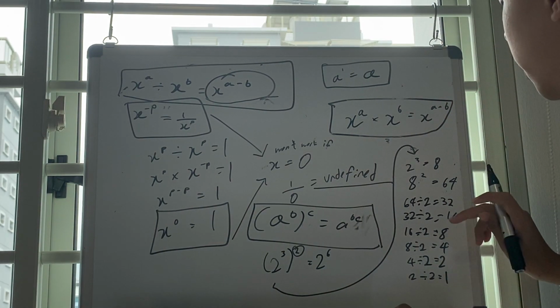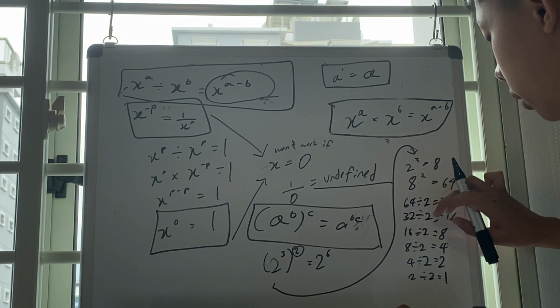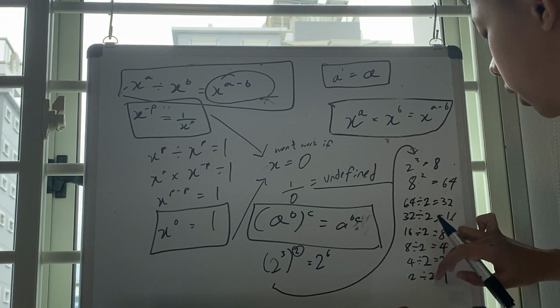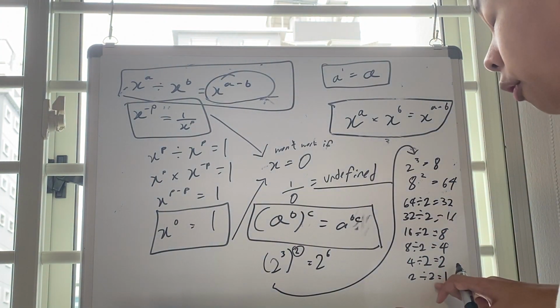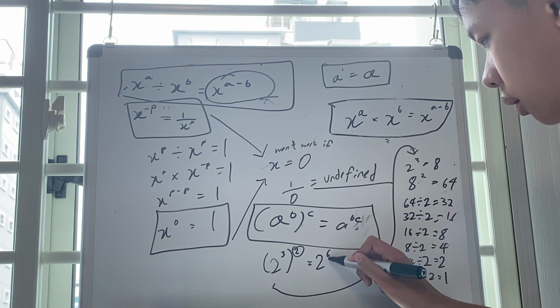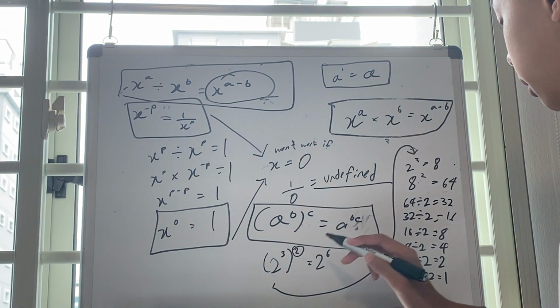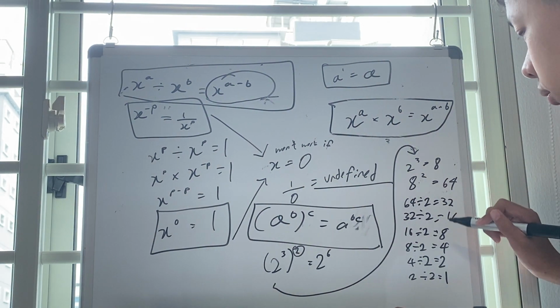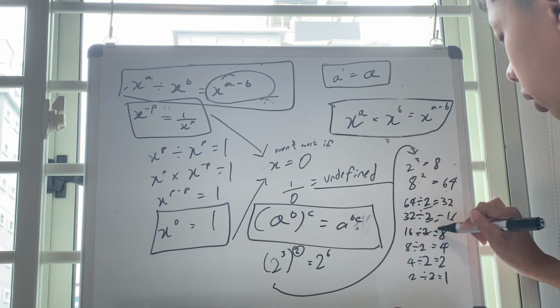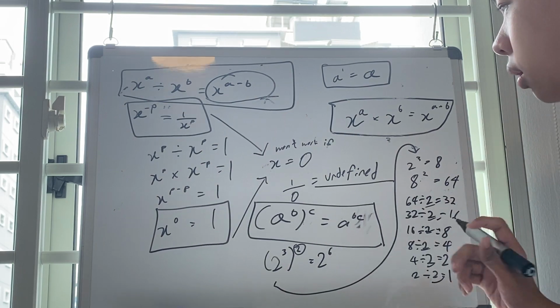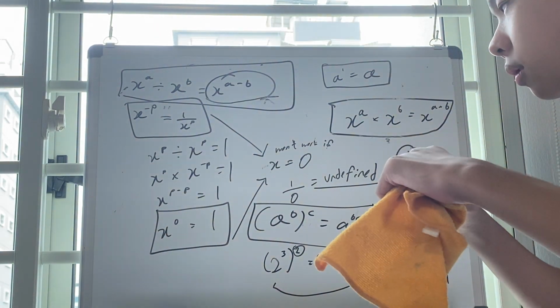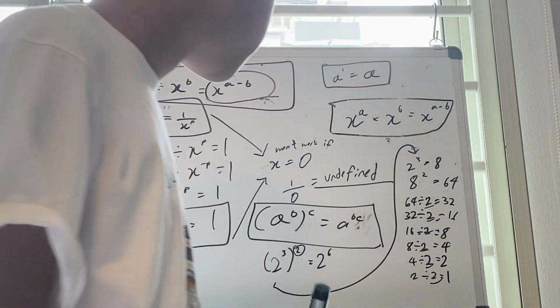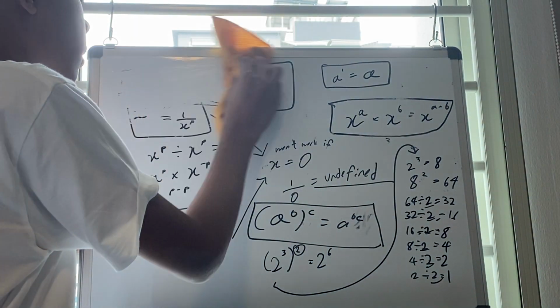So, how many 2's do we have? 1, 2, 3, 4, 5, 6. And what does that correspond to? This. 3 times 2 equals 6, because you can see this in the example. 1, 2, 3, 4, 5, 6. And now, one last thing.